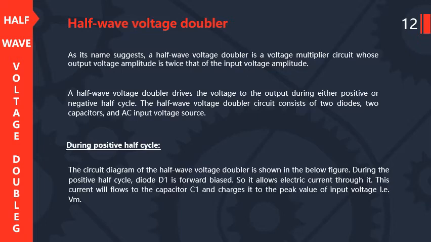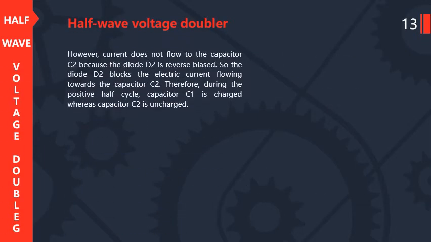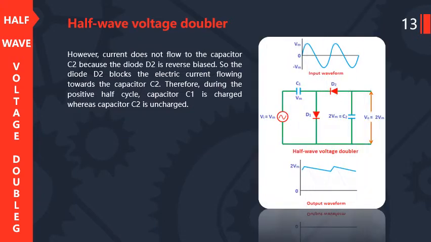During the positive half cycle, the diode D1 is forward biased, so it allows electric current through it. This current will flow to the capacitor C1 and charge it to the peak value of the input voltage, that is Vm. So this is the circuit diagram. In this diagram, the diode D1 is forward bias. However, the current does not flow to the capacitor C2 because the diode D2 is reverse bias. So the diode D2 blocks the electric current flowing towards the capacitor C2. Therefore, during positive half cycle, the capacitor C1 is charged, whereas capacitor C2 is discharged.